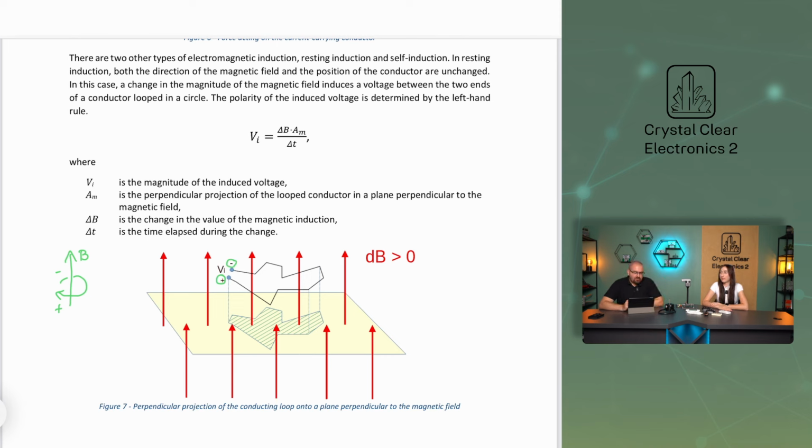The magnitude of the induced voltage can be calculated by multiplying the change in the value of the magnetic induction and the perpendicular projection of the looped conductor in a plane perpendicular to the magnetic field. Then the result is divided by the time elapsed during the change. Transformers work on the principle of resting induction. A lightning strike can be a very extreme example. The powerful lightning current changes in time, creating a swirling magnetic field around itself and inducing voltage in nearby conducting loops. This can even destroy electrical equipment.